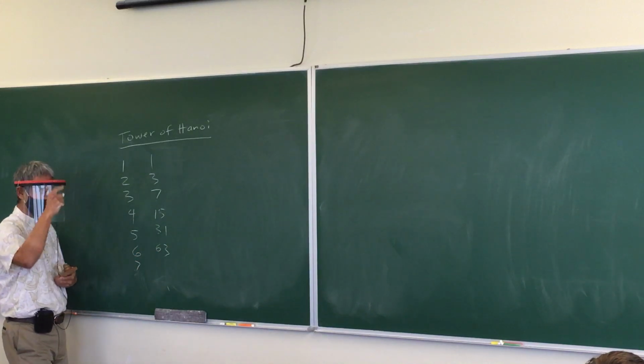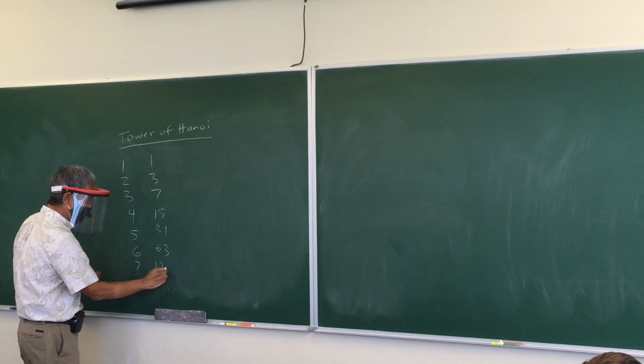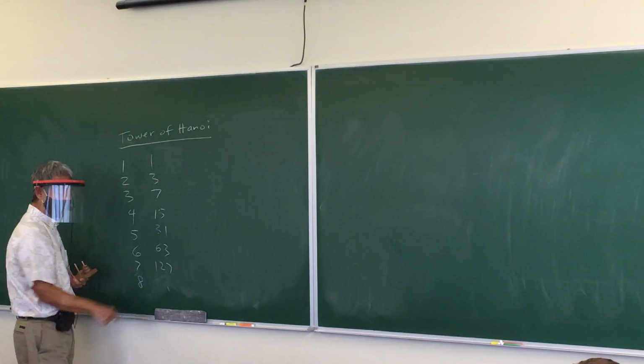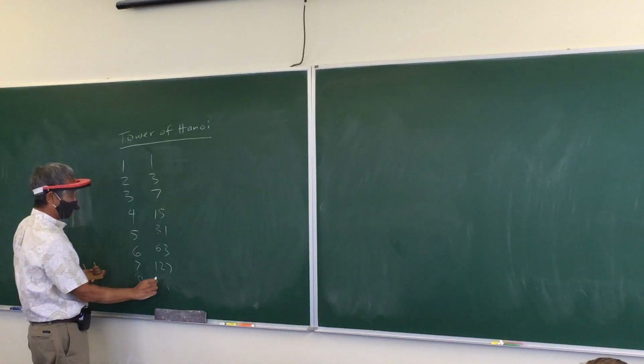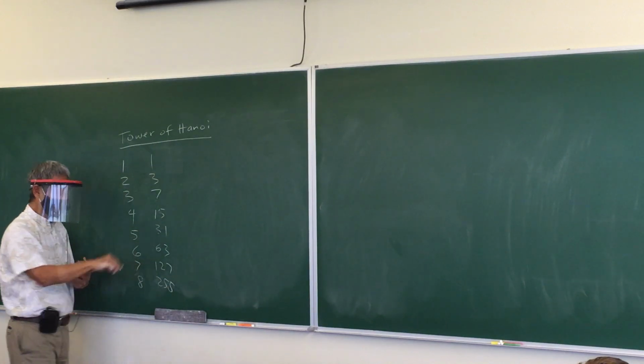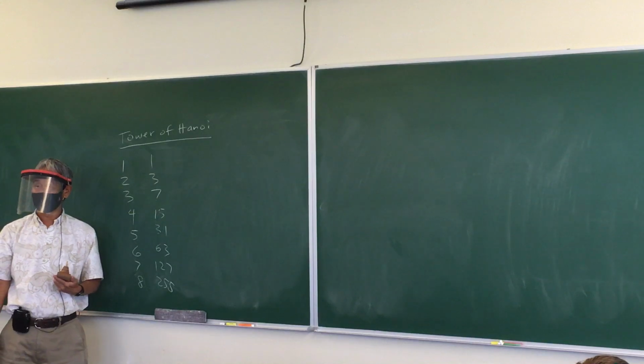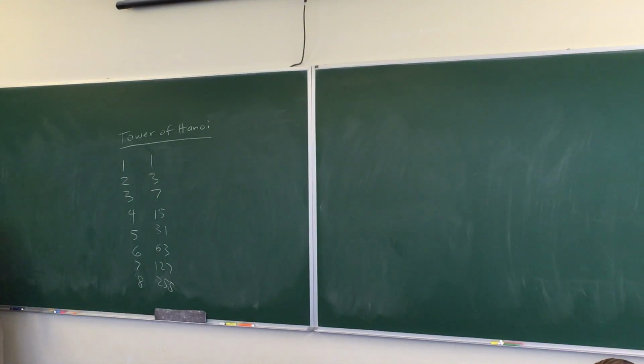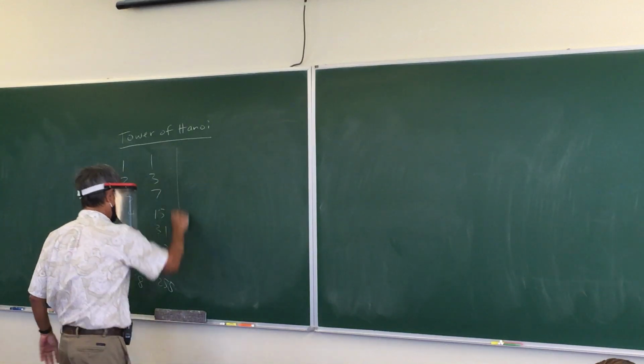Double that and add 1. 127. Okay, what about 8? Double that and add 1. 255. And we just keep on doing this till we get to 64 disks, yeah? No, that doesn't take so long. Okay, you guys think you can do it? Okay, we're gonna do it then.